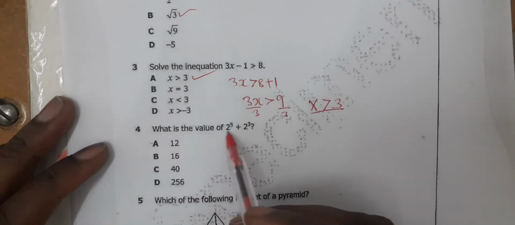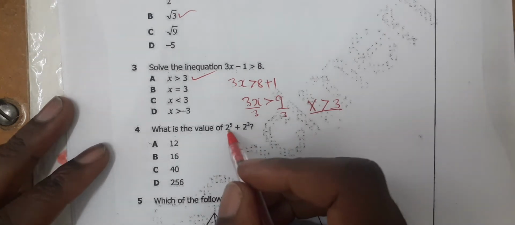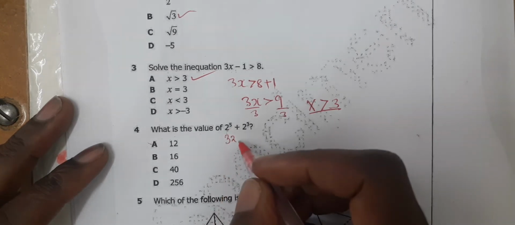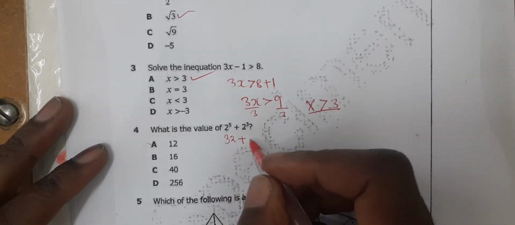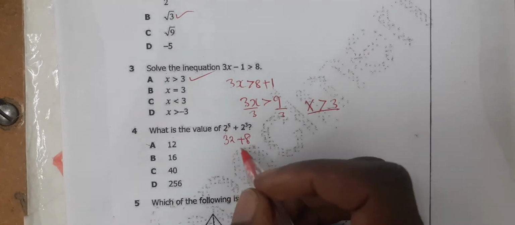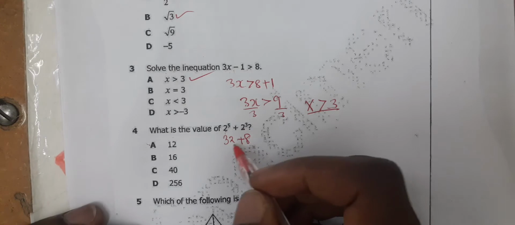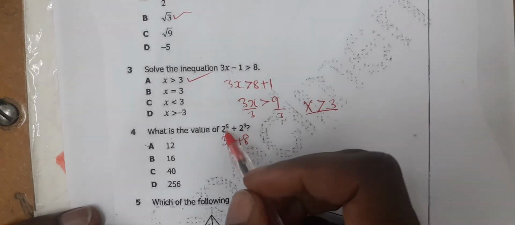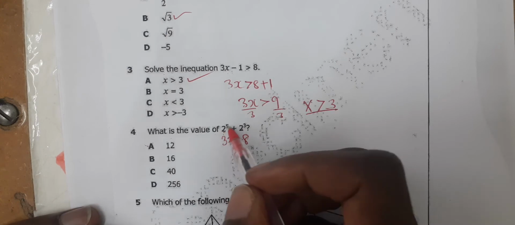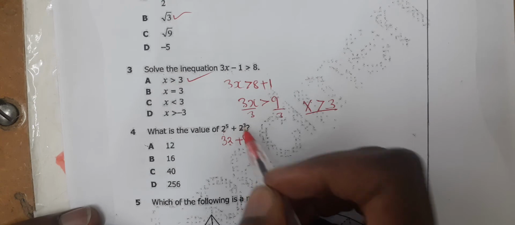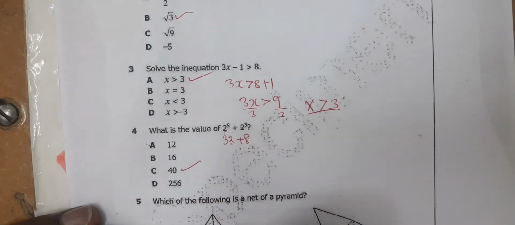What is the value of 2^5 + 2^3? This is going to be 32 plus this one is going to be what? 8. Okay, what do we get here? This is going to give us 40. I hope you understand. Here you multiply 2 by itself 5 times to give you 32. Here you multiply 2 by itself 3 times to give you 8. So 40 is our answer.